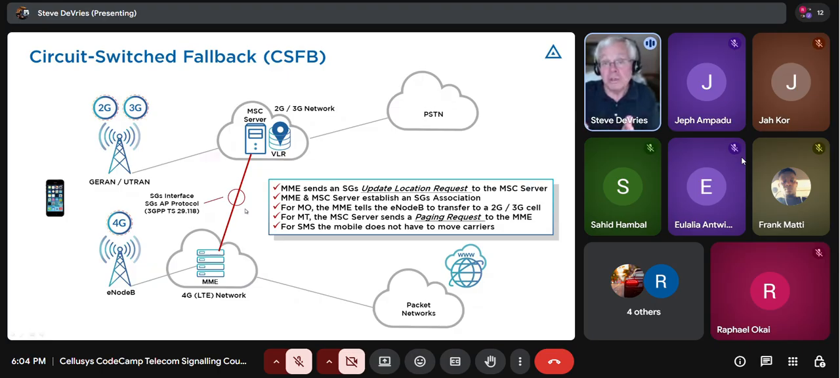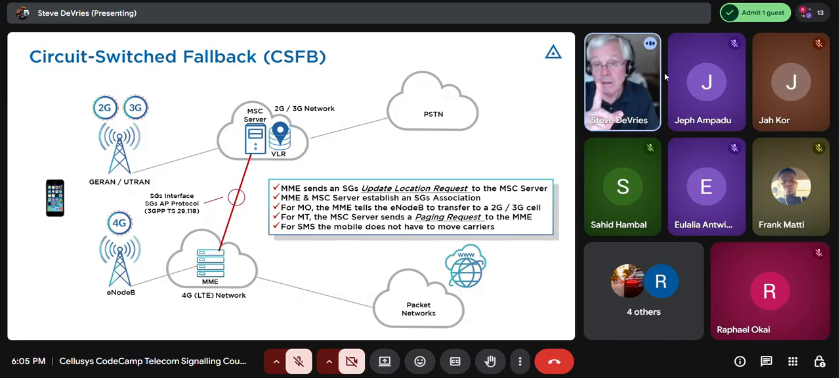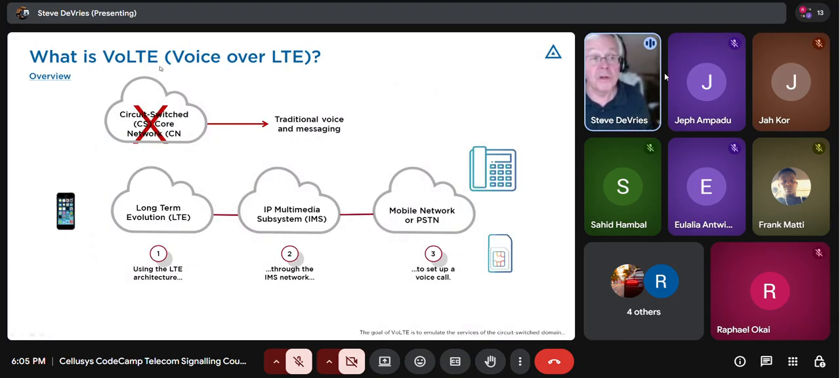That's an interim solution because the day is going to come when these networks want to get rid of 2G, 3G altogether. Remember, 2G, 3G is circuit switched, it's packet switched, it's two different radios, it's complicated. They want to stay on 4G. 4G is much better for data, but you still have to handle voice services. So one way is circuit switch fallback, but there's another way. The long-term solution is what's called VoLTE, voice over LTE.